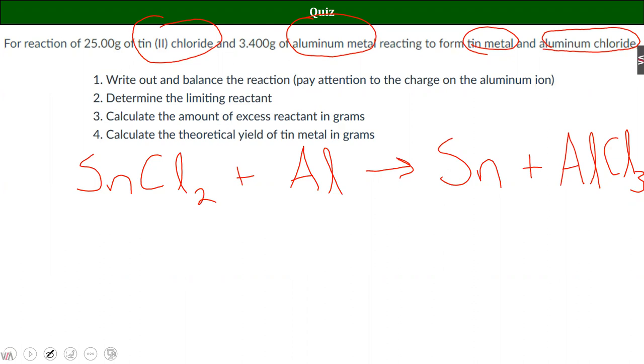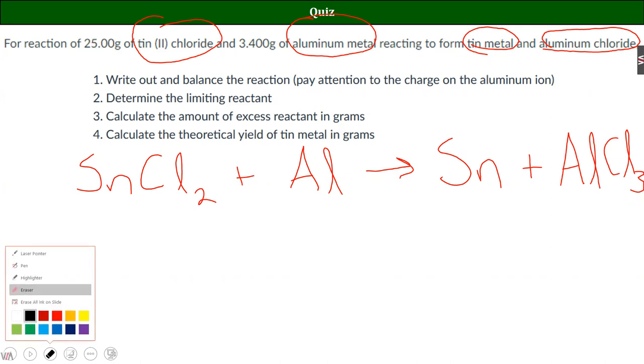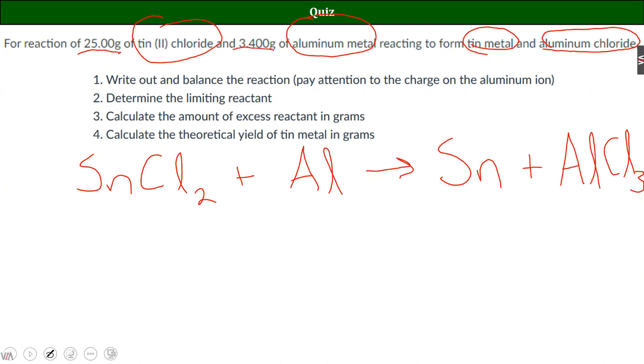If we want to determine the limiting reactant, then now we have to take the 25 grams and the 3.4, excuse me, grams, turn them into... oh, we have to balance first, right? We have an odd number of chlorides on one side and an even number on the other. That tells us we have to do something, right? What do we have to do right off the bat? We know we have to have a certain number of aluminum chlorides, right? We have to have 2 of them. That's the only way we can get to an even number of chlorides.